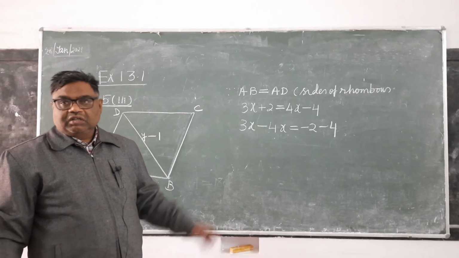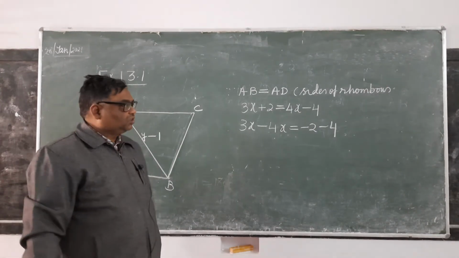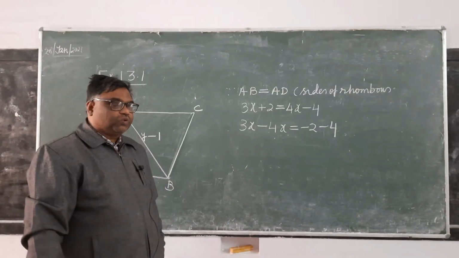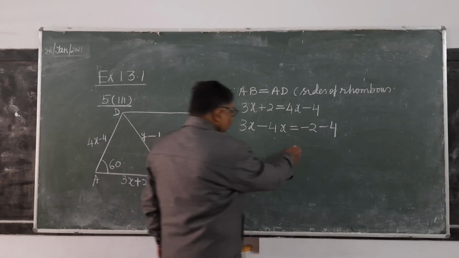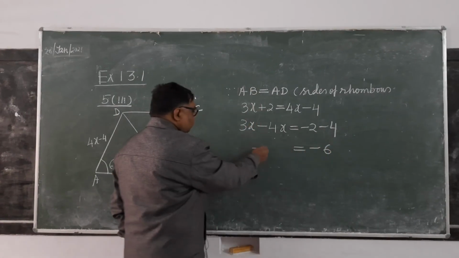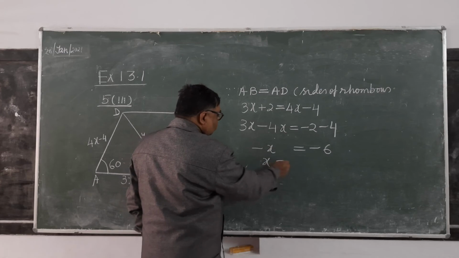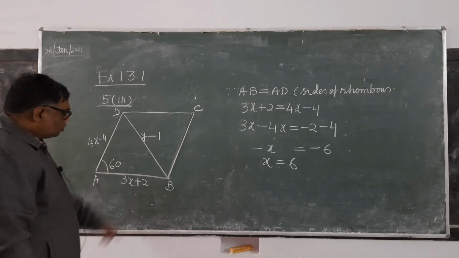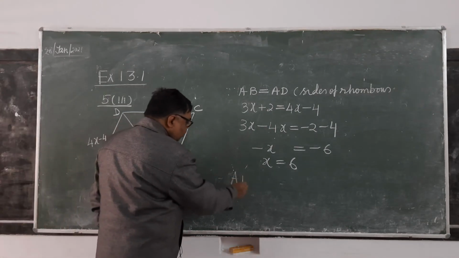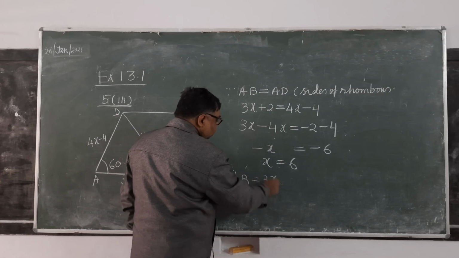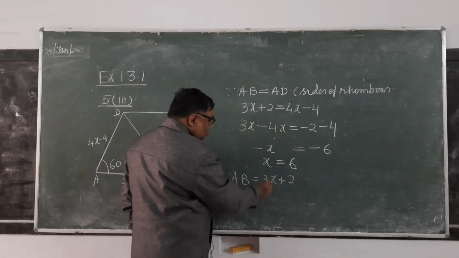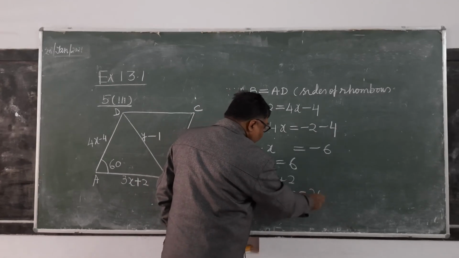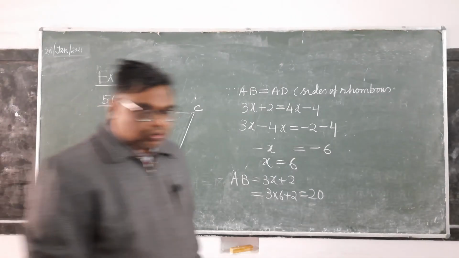Now, 3x minus 4x equals minus 2 minus 4 equals minus 6, and 3x minus 4x is minus x. So x equals 6. It's clear? Now see here, x equals 6, so you find out AB here. AB equals 3x plus 2, 3 into 6 plus 2, 18 plus 2 equals 20.